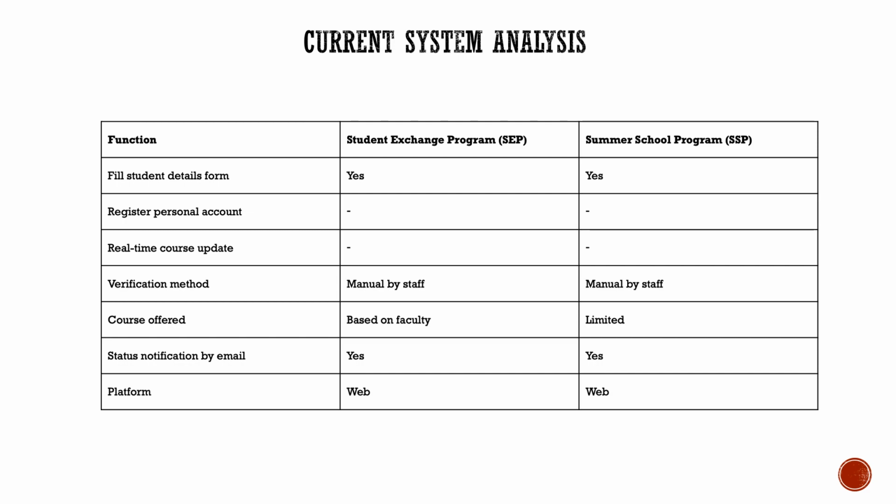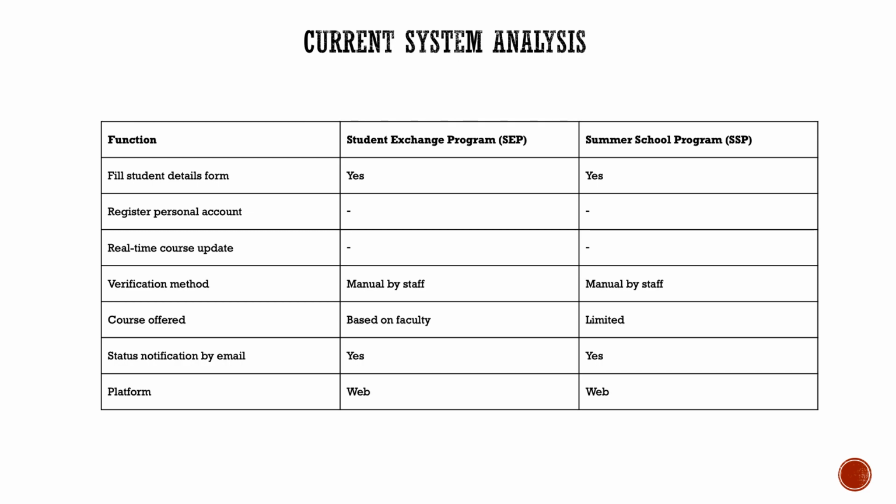After that, the verification method to identify qualified students to be accepted into the programs is done manually by the UTM International staff. The staff will gather all the applicant details, sort them into separate files, and filter them one by one according to the application details to determine the qualified applicants.